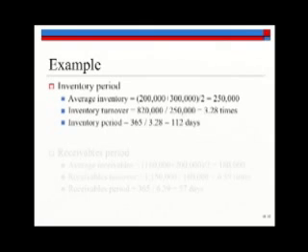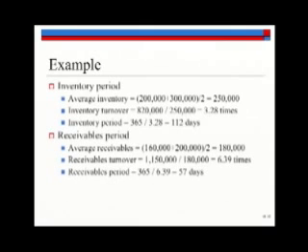That's the inventory period. The receivables period, or days receivables outstanding, is a similar calculation. We start with the beginning receivables balance, add the ending receivables balance, divide by 2 to get an average of 180,000. Divide that this time into sales. Remember, cost of goods sold is used for inventory turnover. Sales are used for receivables turnover. The receivables turnover is 6.3 times per year, and again, using a 365-day year, that's an average of 57 days.